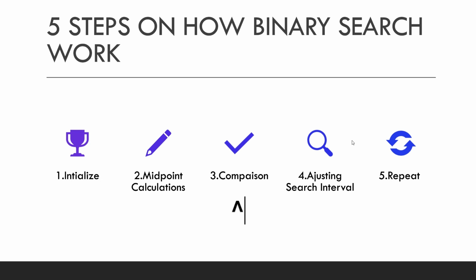Number 3, comparisons. With the comparison, all we're doing is comparing the target element with the element at the midpoint. Number 4, adjusting the search interval. When we say adjusting the search interval, all we're saying is if the target element is equal to the midpoint, then the search will be successful. And if the target is greater than the midpoint, then the search continues to the right half of the current interval. Number 5, repeat. Whenever I say repeat, all I want you to do is repeat steps 2 through 4 until the target element is found or the search interval has become empty.